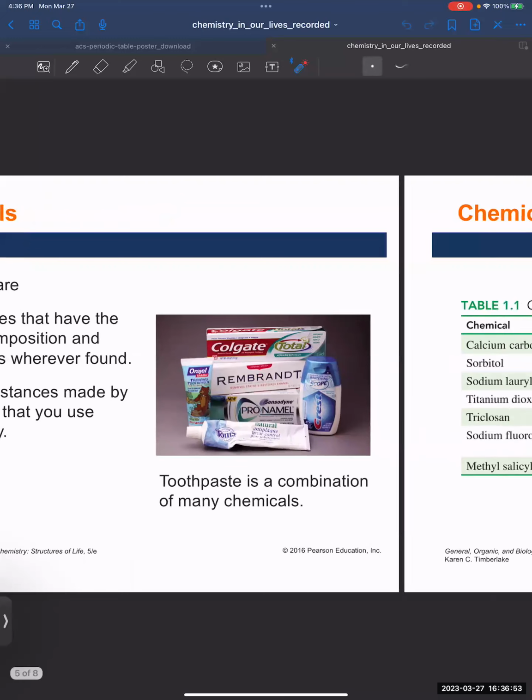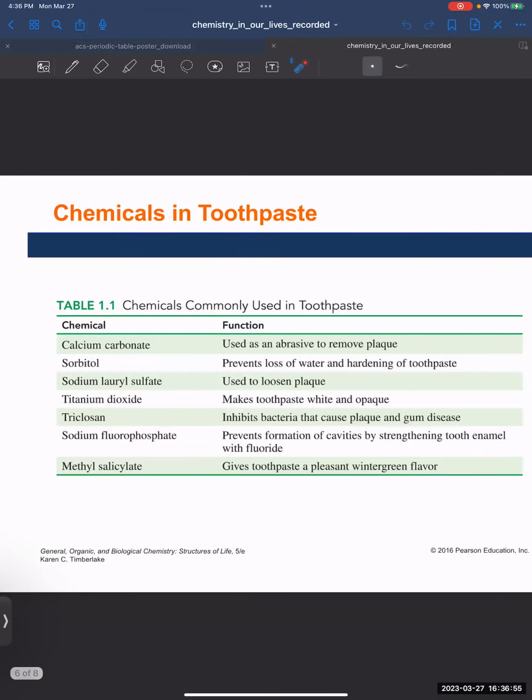So toothpaste is a combination of many chemicals. Here are just some examples of chemicals that are commonly found in toothpaste. You always have to think, well, what's the purpose of toothpaste? Primarily to remove plaque, hopefully to prevent gum disease and cavities, those sorts of things. So calcium carbonate is used as an abrasive to remove plaque. And we will learn later on that that's an example of an ionic compound.